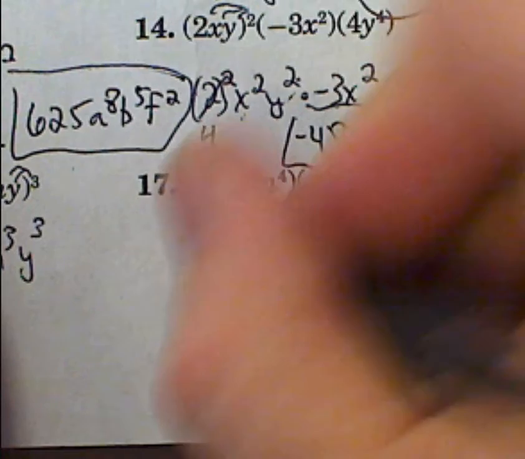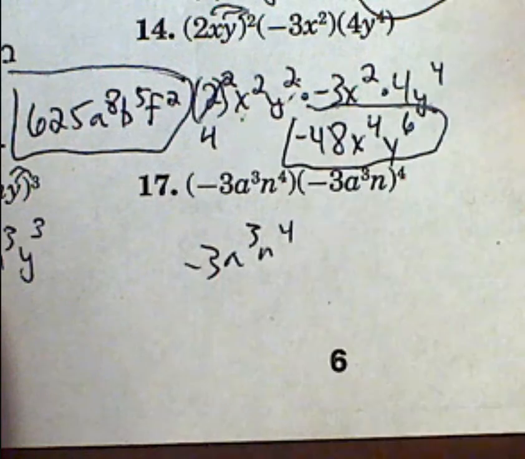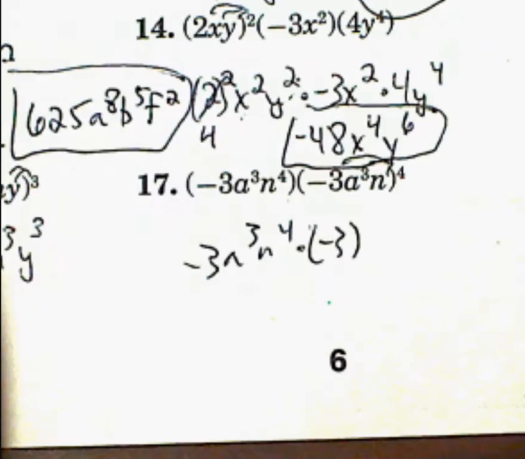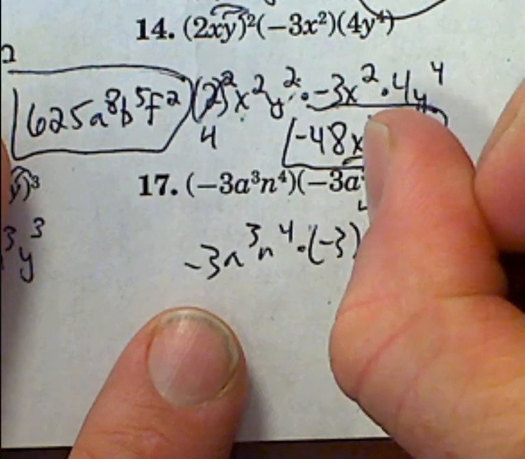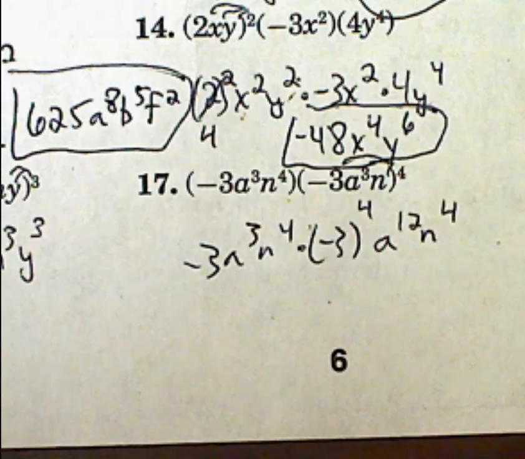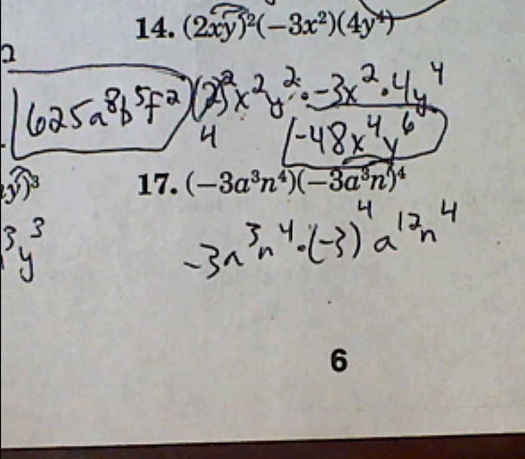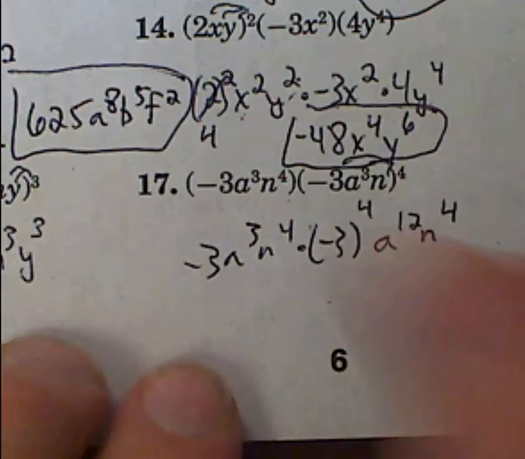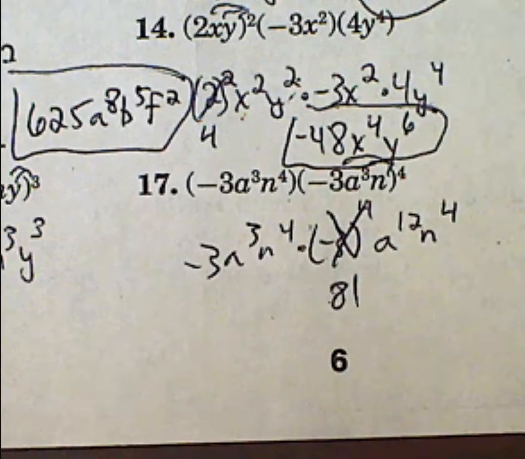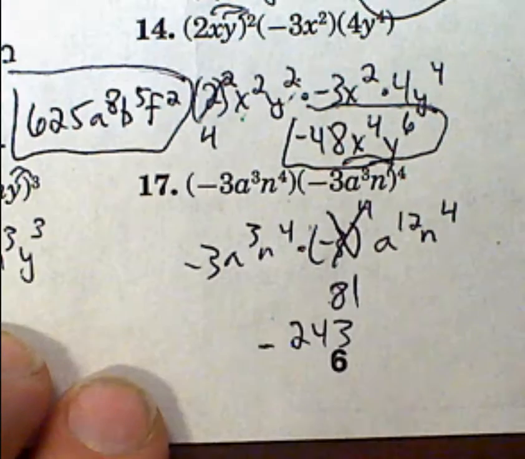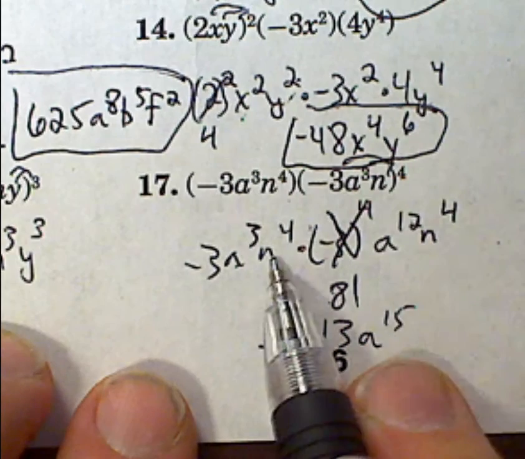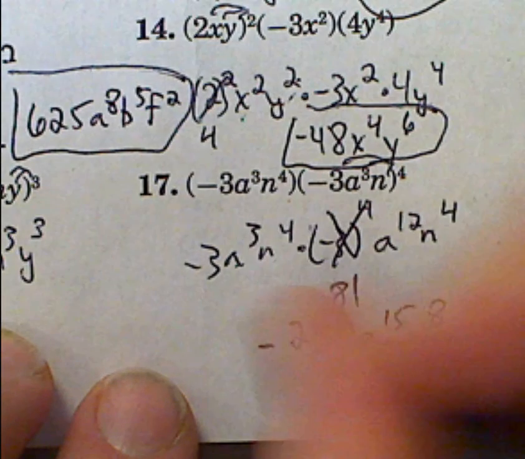Number 17, -3, a to the 3rd, n to the 4, I bring that down, times, this is -3, now I have to distribute my 4 to everything, so that's -3 to the 4, a to the 12, n to the 4. -3 to the 4 becomes -3 times -3 times -3 times -3. That gives me 81, so this becomes 81. 81 times -3 becomes -243. A to the 3rd, a to the 12 becomes a to the 15. N to the 4, n to the 4, that becomes n to the 8.